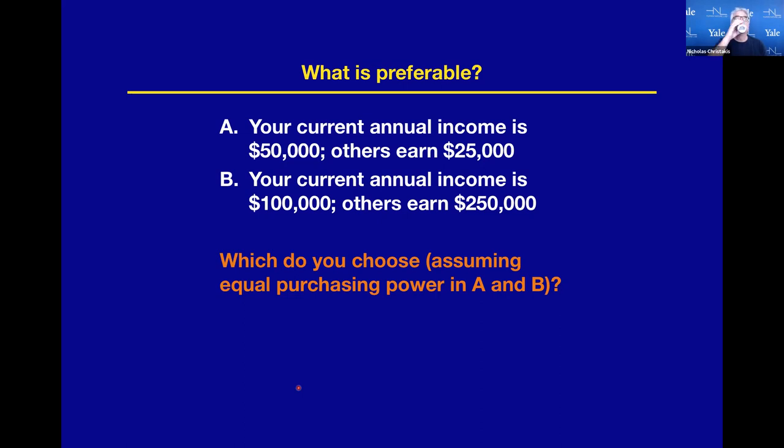Here's the question. Which would you prefer? Each of you is going to have to make a choice between world A and world B. If you're in world A, your current annual income is $50,000 and others earn $25,000. Or you could be in world B and your current annual income is $100,000 and others earn $250,000. And you can assume equal purchasing power in A and B. Which world would you prefer? I would like you guys to indicate, every one of you has to make a choice. Would you rather be in world A or B?